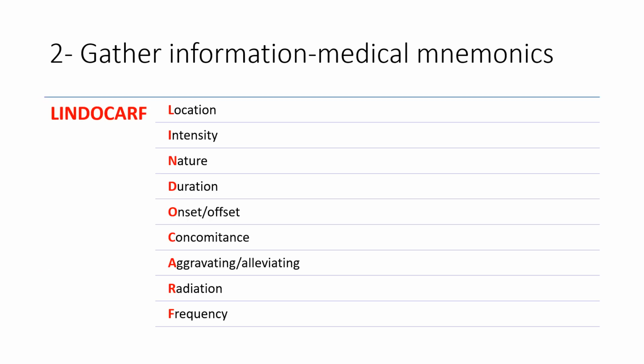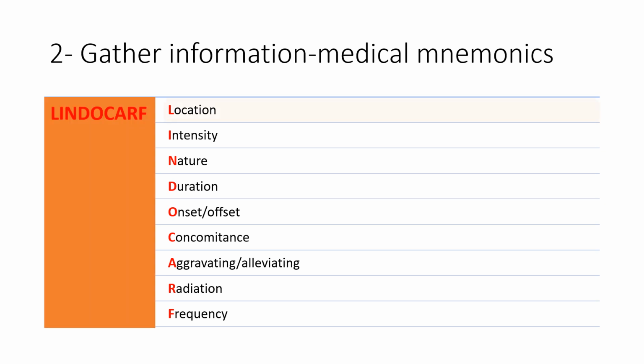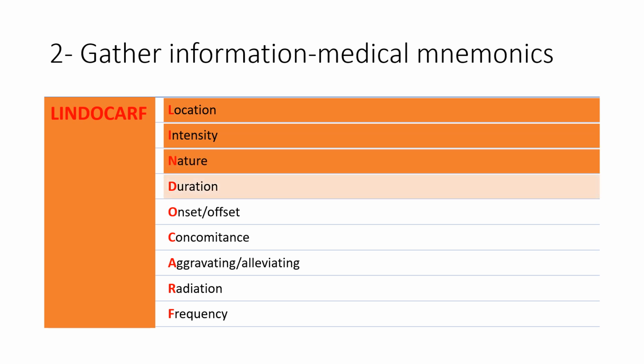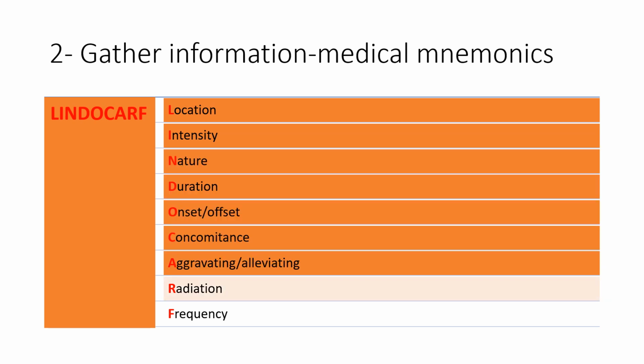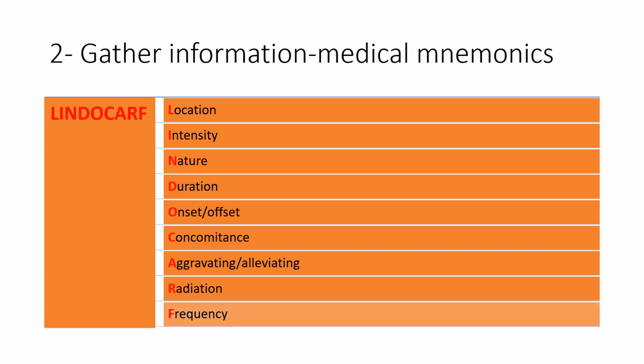Okay, so further mnemonics. This is about symptoms, and it can give us a little bit more information if it's to do with back pain or maybe even a skin condition, and help us differentiate between those different conditions and see whether it's more serious or less serious. So L for location, the intensity of it, nature and duration, onset, any other symptoms, the aggravating and alleviating situations, if it's radiating, for example, down the leg, or how frequently it is happening.